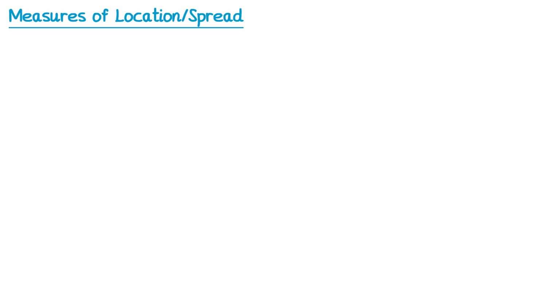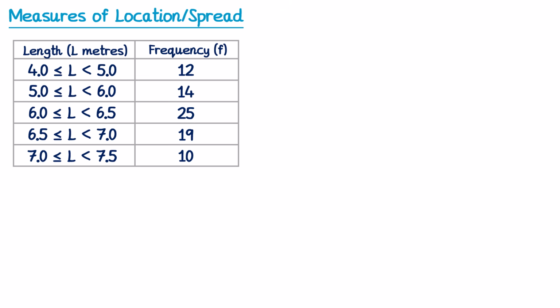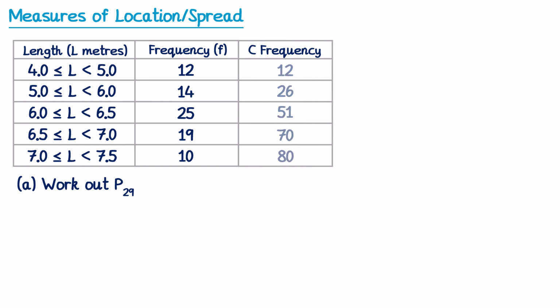We need to be able to calculate the percentiles in the same way we calculated the quartiles, from a group frequency table like this one here. Let's have a look at how we do this. So for this one, we're going to work out the 29th percentile, P29. We need to add a cumulative frequency column on, just like before, and then we need to determine the location of P29. To find the location of a percentile, you just find the corresponding percentage of the value of n. So we want P29, so we find 29% of n.